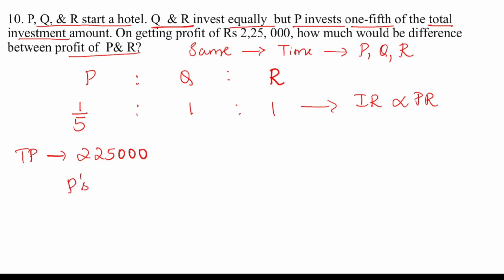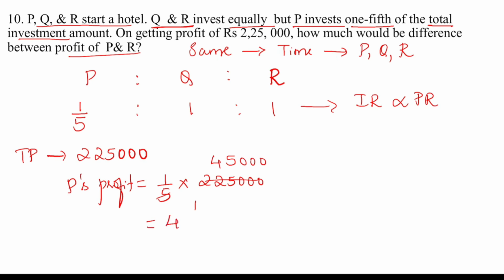Okay, therefore P's profit is how much? 1/5 of 2,25,000. So it is 5 ones are 5, 5 fours are 20, 5 fives are 25 and 3 zeros. So P's profit is 45,000. Okay, we want the difference between P and R, so we have to find out R's profit also.